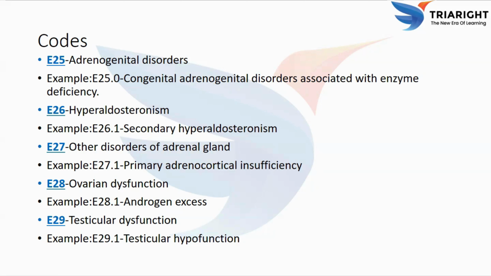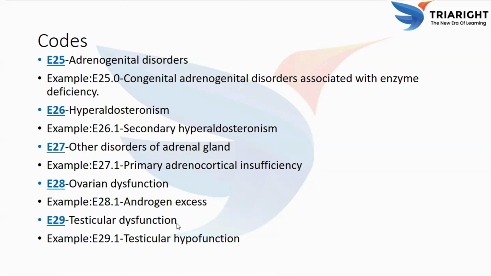Then E28, what is E28? It's ovarian dysfunction. So what is dysfunction? Abnormal function. This is the medical term for abnormal. So abnormal function of the ovaries leading to hormonal imbalance is called ovarian dysfunction.